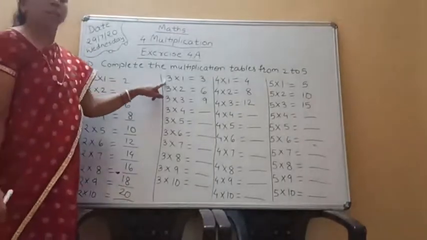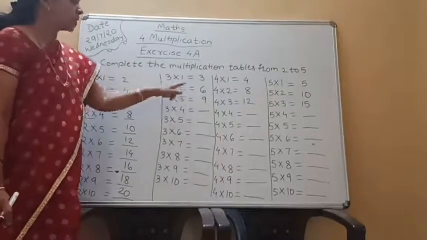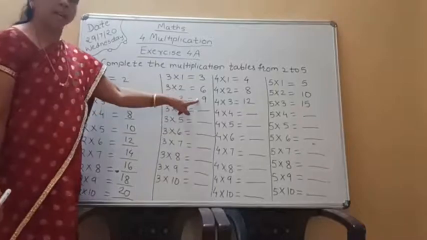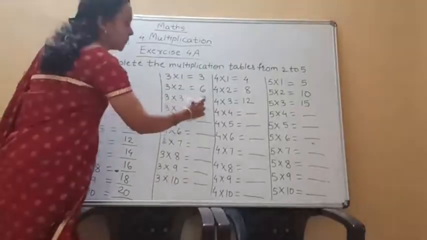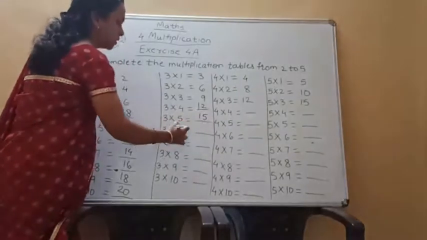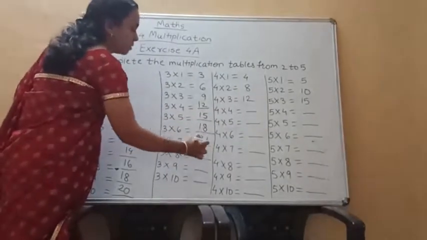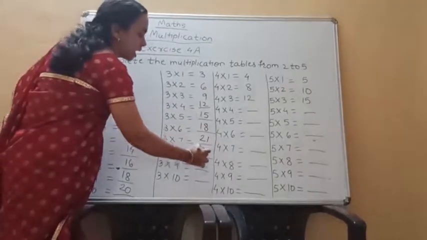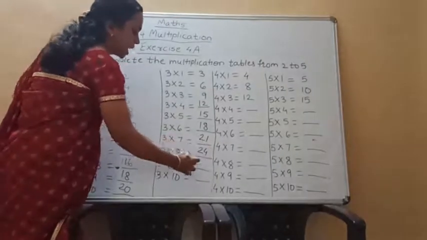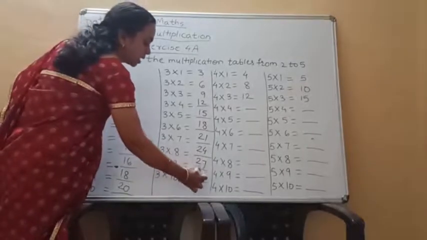Okay. Now see table of 3. 3 1s are 3. 3 2s are 6. 3 3s are 9. 3 4s are 12. 3 5s are 15. 3 6s are 18. 3 7s are 21. 3 8s are 24. 3 9s are 27. 3 10s are 30.